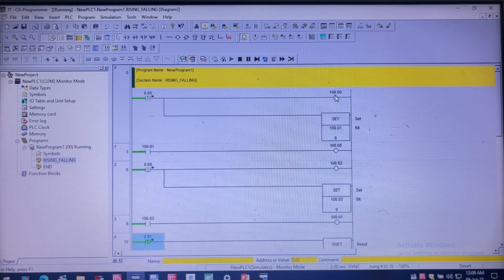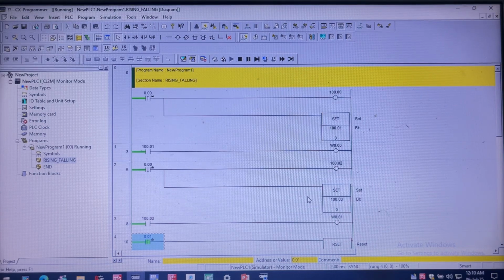The output turns on for a simultaneous time, but it does not show continuously, so I use the set instruction. When it goes from off to on, the set continues on, and then 100.01 is on, and the memory is on. When 0.00 goes from on to off, then the output 100.02 is in pulse form: it is on and then it's off.